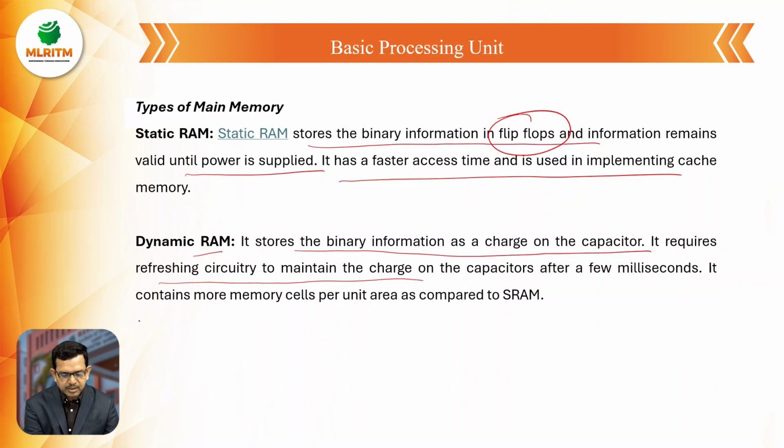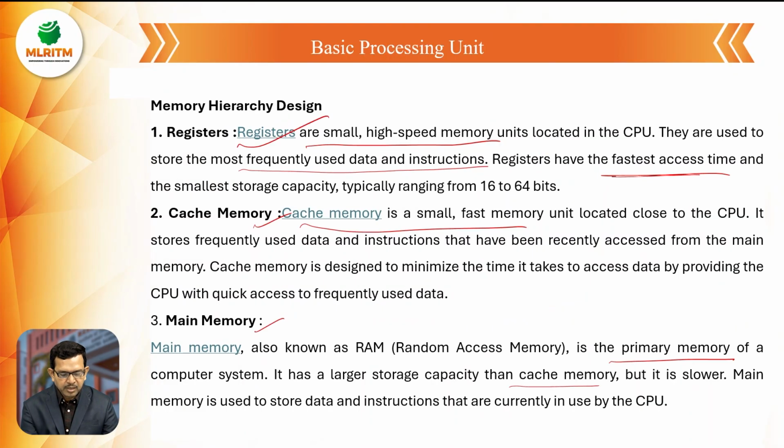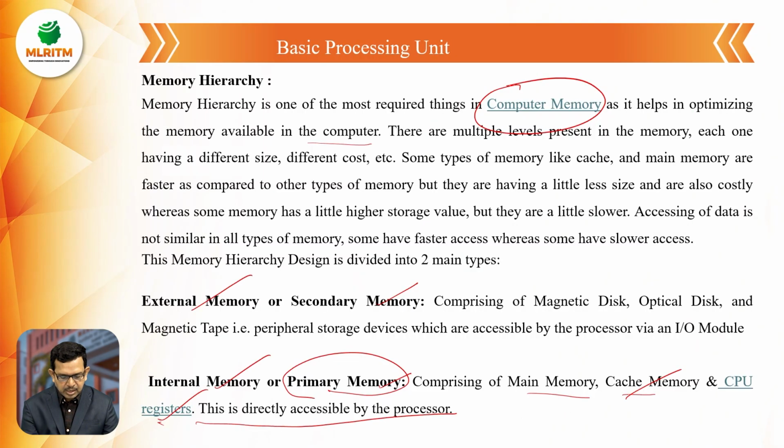So the dynamic RAM contains more memory cells per unit area as compared with the SRAM, because the dynamic memory is going to store large information. The memory cells per unit area are more when we compare this DRAM with the static RAM. These will be considered as the memories which come under the internal memory or main memory.